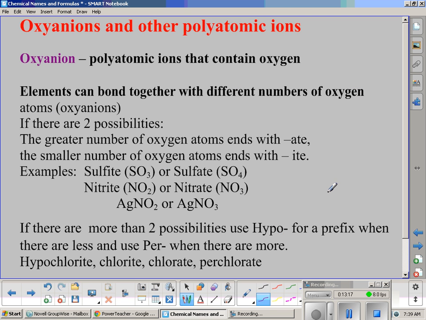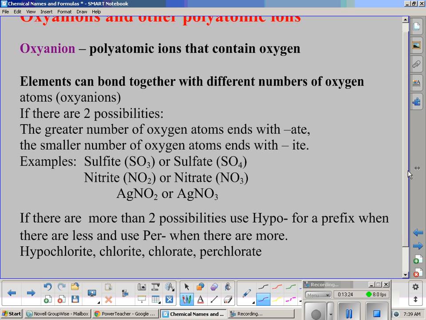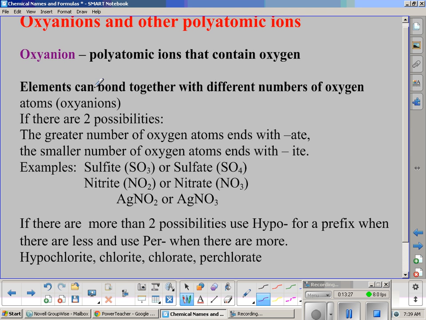Okay, oxyanions and other polyatomic ions. When you get into polyatomic ions, we had endings before that ended with -ide. Now these polyatomic ions bond with oxygen, and they can have different names. If there are more or fewer oxygens, as in sulfate or sulfite, the ending is -ite for the lesser number of oxygens, here we have 3, or -ate for more oxygens, here we have 4. We could have nitrite and nitrate: 2 oxygens for an -ite, 3 oxygens for an -ate.